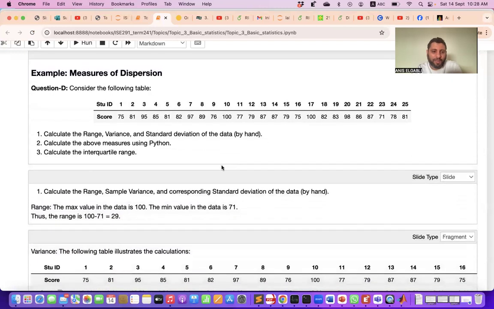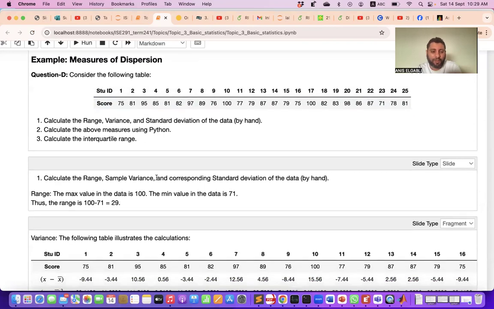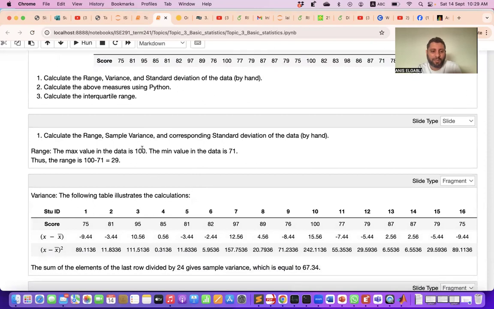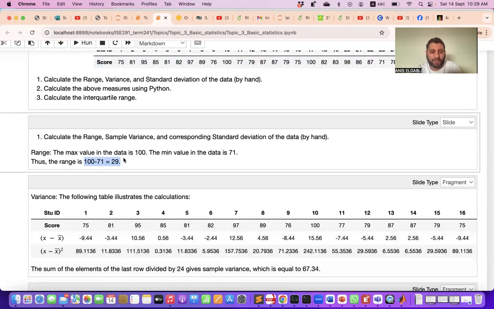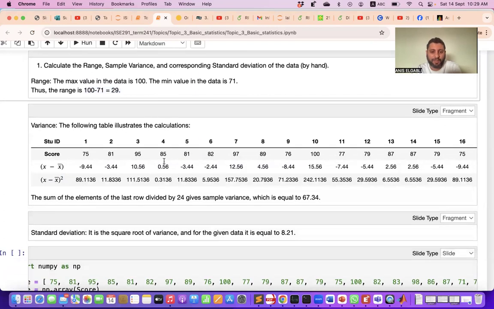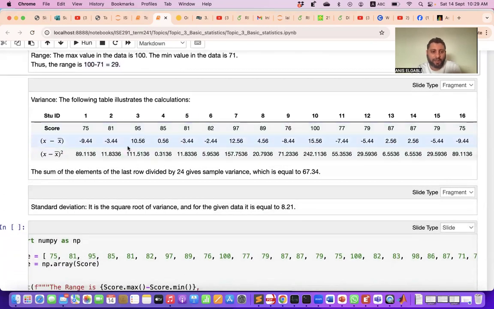Here we're going to work with this example. We have a numeric attribute and a number of samples for that attribute, and we're going to compute all these metrics. We start with the range. The range is the difference between the max and the min, as we said. The max here is 100, and the min is 71. So the difference is 29. That's the range.